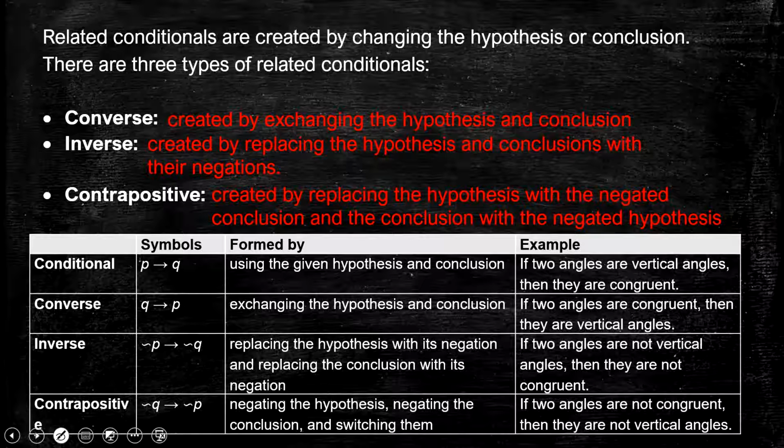The inverse: if two angles are not vertical angles, then they are not congruent. Not necessarily true, so that's going to be a false statement because we can come up with examples where that's not true. Then the contrapositive: if two angles are not congruent, then they are not vertical angles. We have that statement there. So we'll see some examples showing what they are. The contrapositive is kind of the most confusing of these. Again, we'll work through it and have it sorted out.